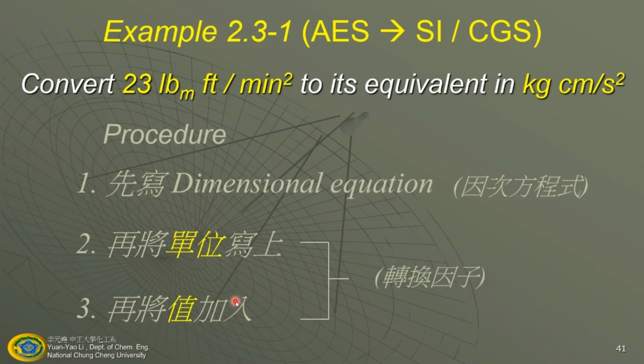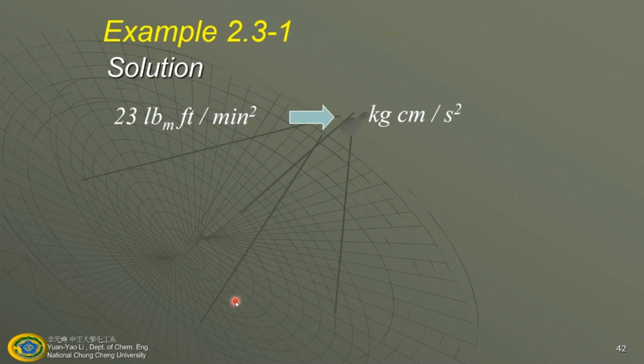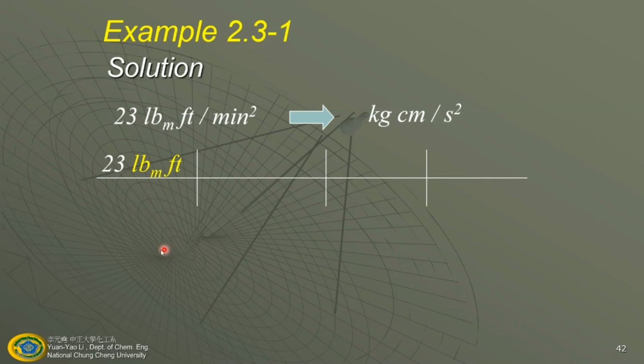Okay. So let's do it. 23 pound mass. This is pound, right? It represents mass. Later on, we'll introduce one called pound force. It's different from the pound mass. Pound sub M, M stands for mass. If I write down pound sub F, F stands for force. So you'll notice very soon, okay? Pound mass times feet, and then you have minutes, power 2.